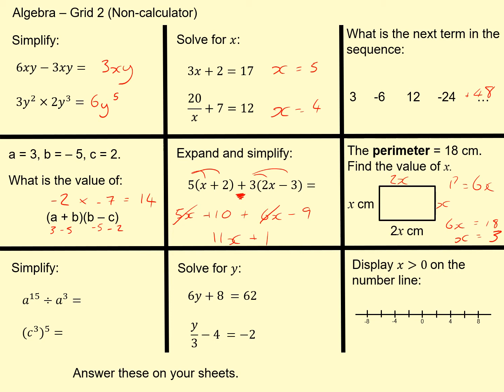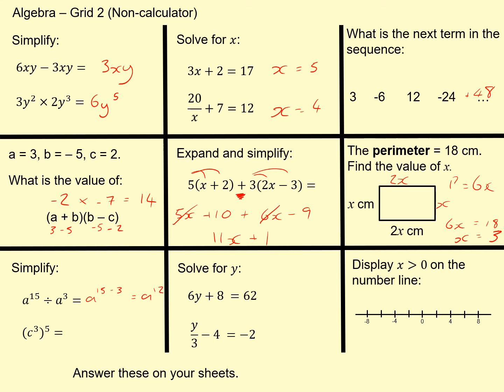Next up, some more simplifying. So we're going back to the laws of indices. We've got a to the 15 divided by a to the power 3, or a cubed. Remember, for division, we are subtracting the powers. So that's a to the power 15, take away 3, gets me a to the power 12.